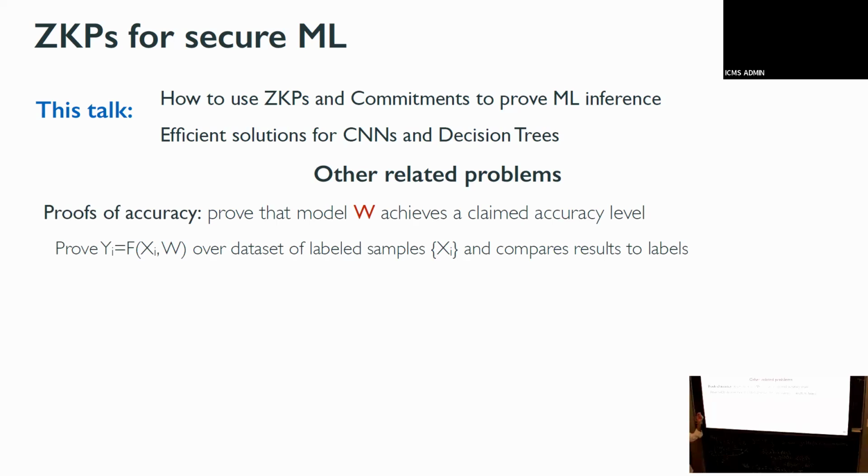It's possible to reuse an ML inference solution, because you can take a public labeled data set for which you know the correct classification, let the prover prove classification for this data set, and then the verifier can compare whether the results are accurate or not.